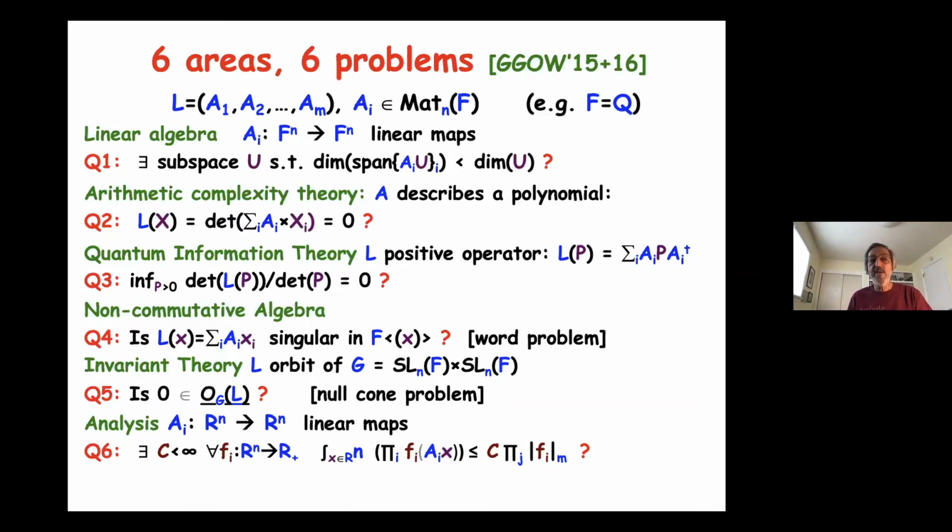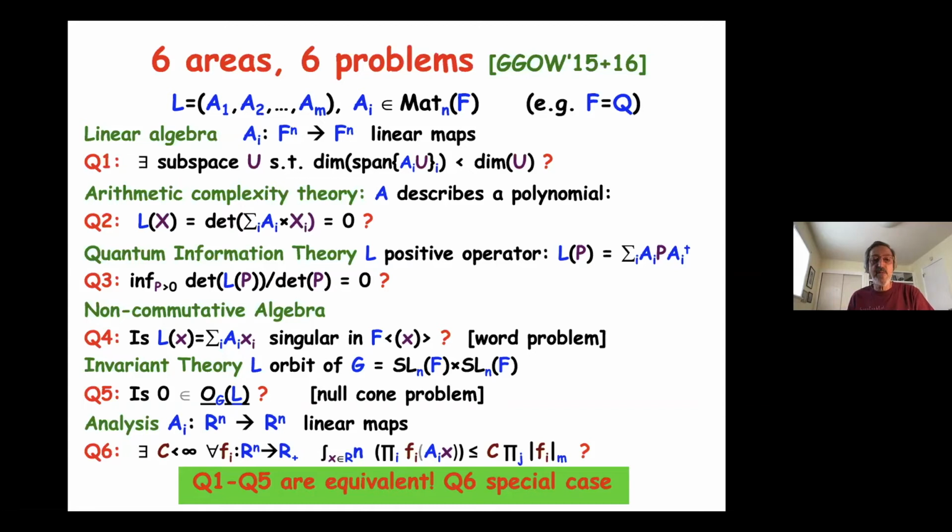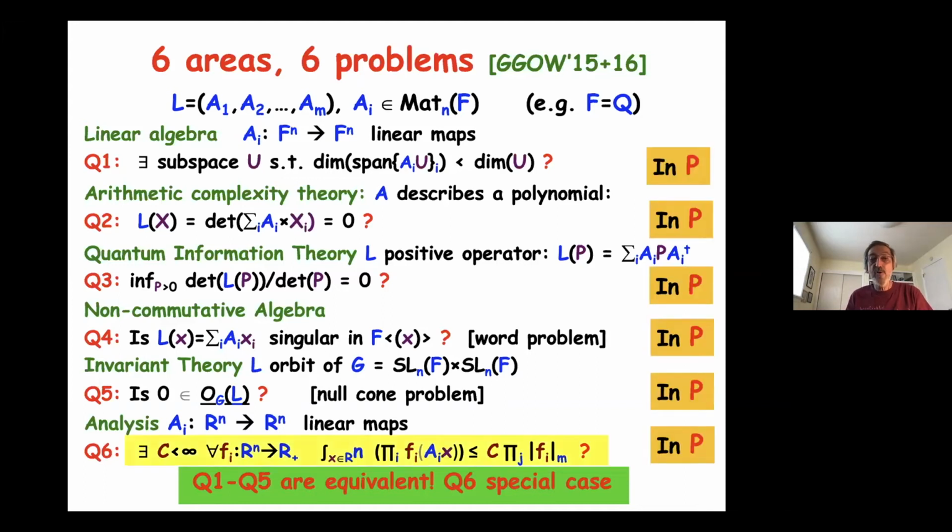In some of these areas, they are just natural problems. In some of these areas, there are fundamental problems, like the word problem for non-commutative algebras. And all of them, so the first 5 are equivalent, and the 6th is just a special case. By equivalent, I mean the answer is yes to one if and only if the answer is yes to the other for any given tuple of matrices. And so when we solved this problem, when we gave the efficient algorithm, in fact, we solved all of them in all these areas. They all have an efficient polynomial time algorithm.